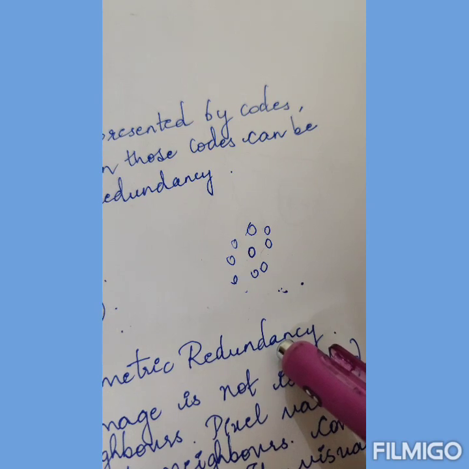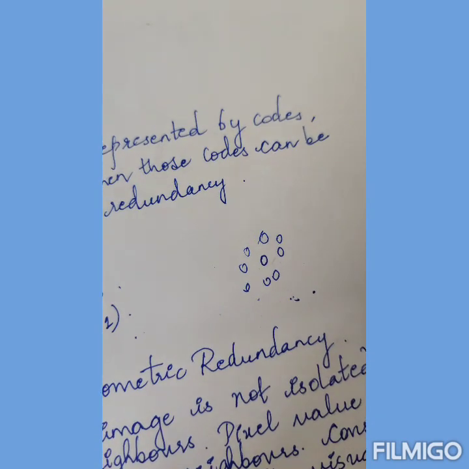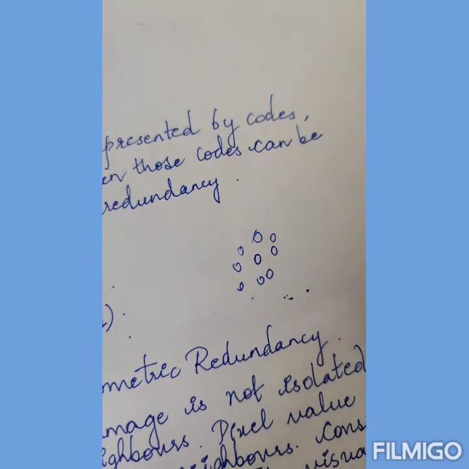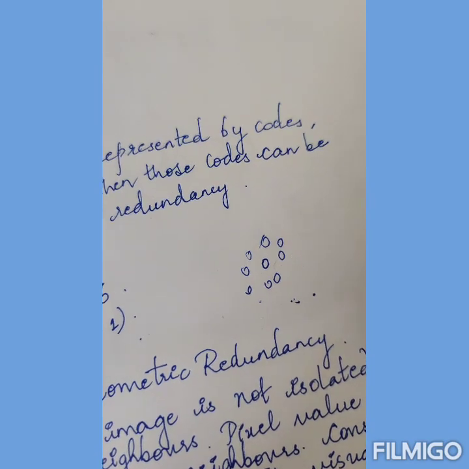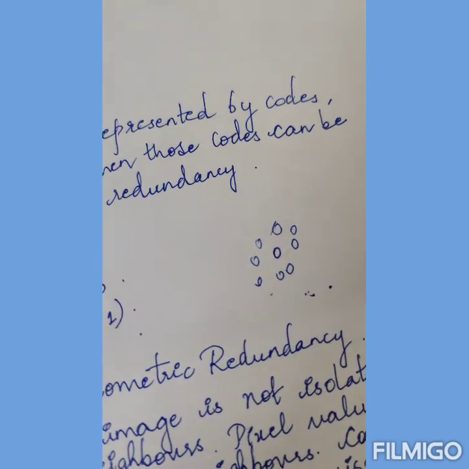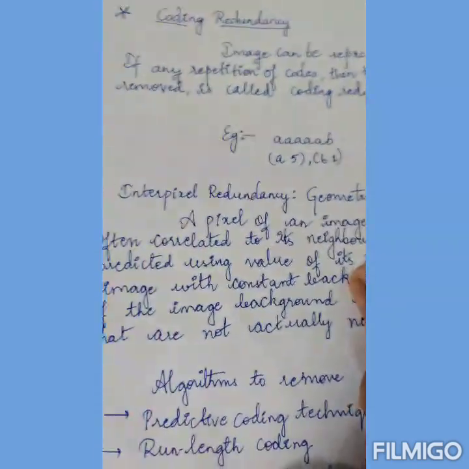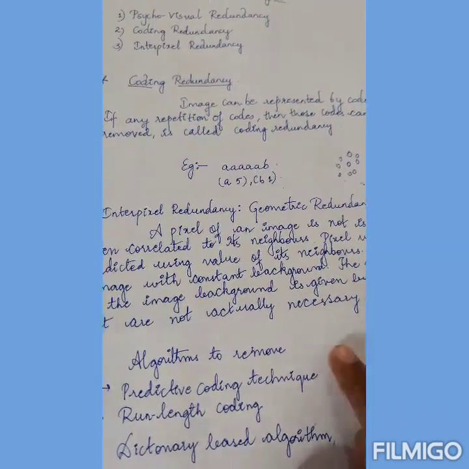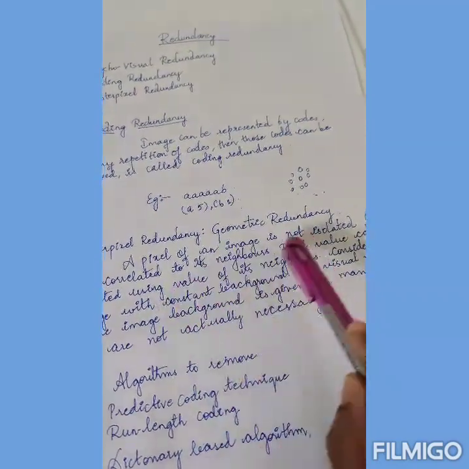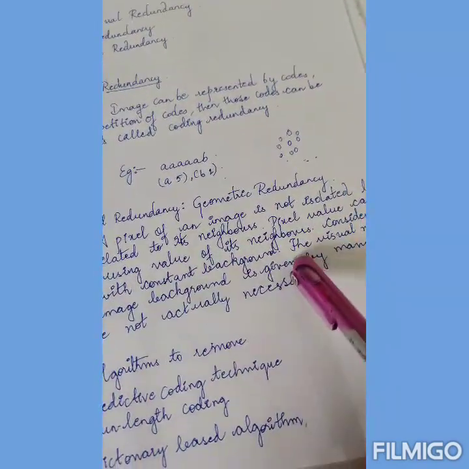The main aim should be that the image should look the same. We should not feel it as a different image. Like that we can achieve interpixel redundancy. So the proper definition has been written here. You can just go through that.